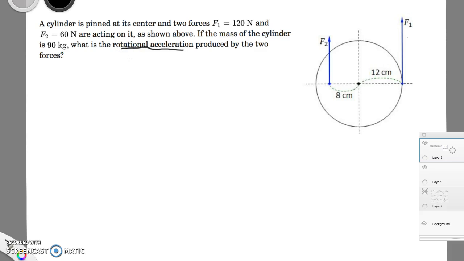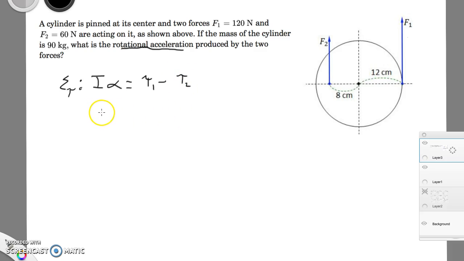So if you think about it, one's kind of pulling it this way, this one's pulling it this way. You have a positive torque from this one because it's going to cause it to rotate counterclockwise. This one is pulling it the other direction, trying to make it rotate this way. And so the question is, what is the rotational acceleration? So we want to find the sum of the torques, and they should be equal to I times alpha. We'll call it T1 minus T2.